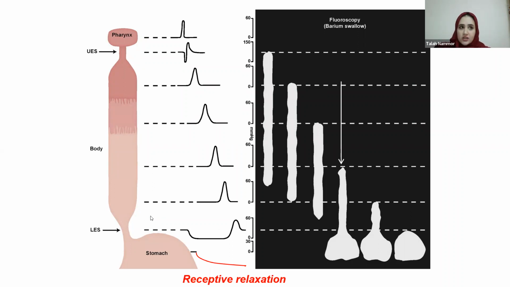Those muscarinic cholinergic receptors will activate inhibitory neurons. Okay, this is important. Because they're inhibitory neurons, what are they going to secrete? They're going to secrete VIP and nitric oxide. When they secrete the VIP and nitric oxide, we're going to have the receptive relaxation. Is it clear?